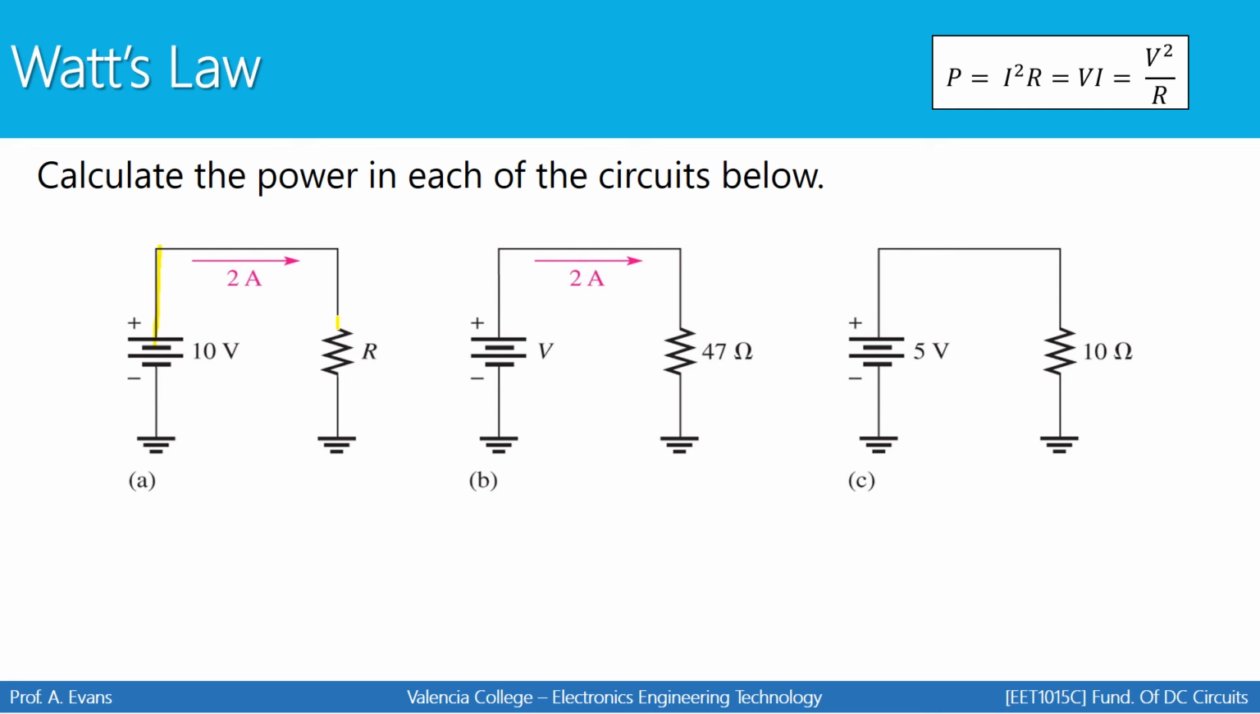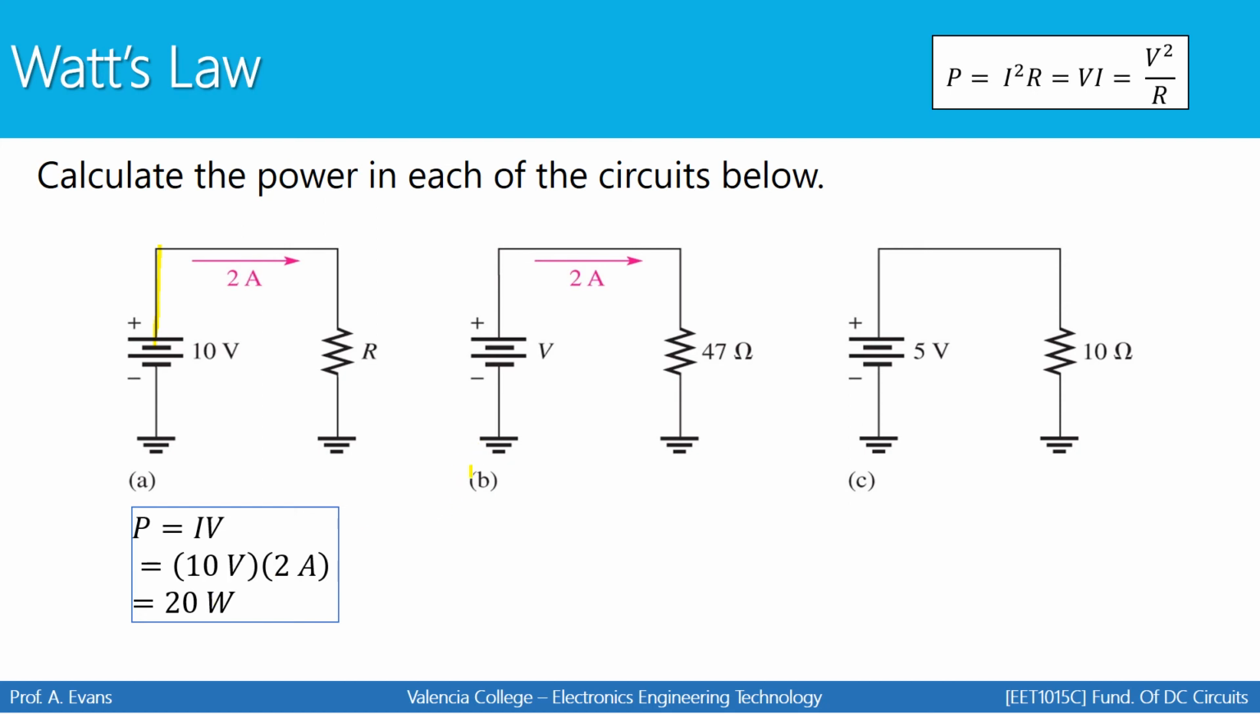Using Watt's law, we can calculate the power by saying the power has to be the current times the voltage. That's one of our 3 options we have for calculating power. Remember to plug in your units. So I have 10 volts multiplied by 2 amps, which gives me a total of 20 watts of power for this circuit.